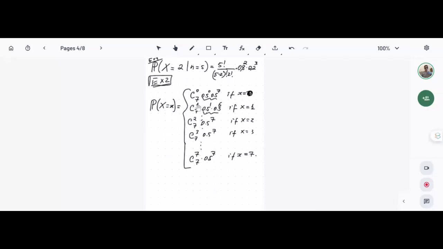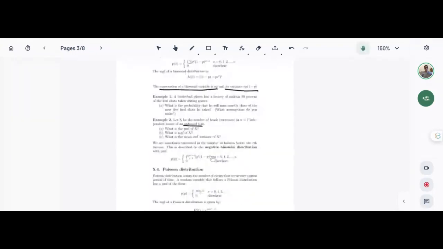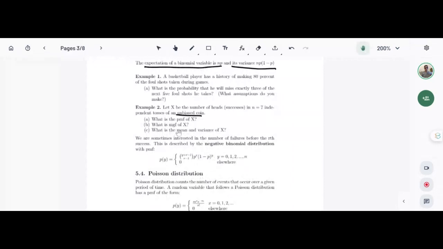So the probability mass function is going to look like this. If X is 0, it means that you have 0 successes, so this is going to be your formula. Then for 1 success, it's going to be like this, and you write it down for all the cases. Okay. So now you have to find the moment generating function of X.